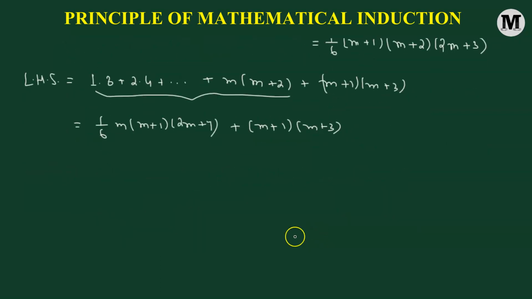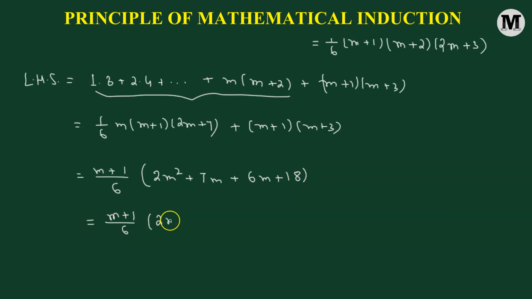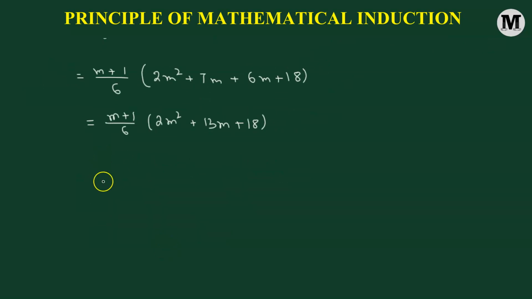We have to combine them. So let's take m plus 1 divided by 6 as the common factor, which means that we are now left with 2 times m squared plus 7m added to, we have taken out m plus 1 as the common factor and also 1 over 6 as the common factor, 6m plus 18. So let's further simplify. We have m plus 1 over 6 multiplied to 2 times m squared plus 13m added to 18.